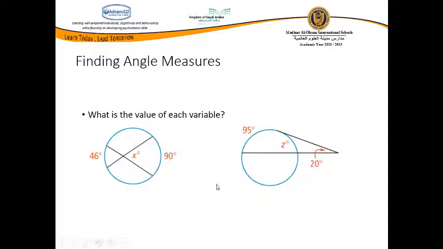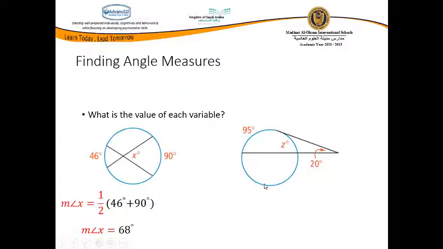Let's apply the two theorems by solving these two questions. Solving the first one, look at angle X. Angle X is formed by the intersection of the two secants, or the two lines here. Then the measure of angle X equals half the sum of the measures of the two intercepted arcs. That means the measure of angle X equals half the sum of 46 plus 90. This sum, 46 plus 90, equals 136. Then half of 136 equals 68.